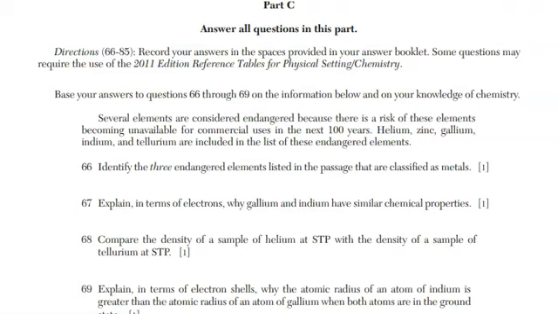So here we have a reading passage that goes along with questions 66 through 69. I'm not going to read to you the whole thing, but we're going to get right to 66. Identify 3 endangered elements listed in the passage that are classified as metals.